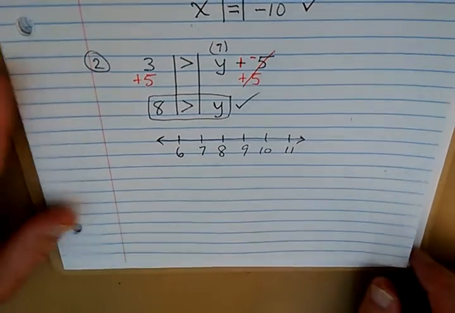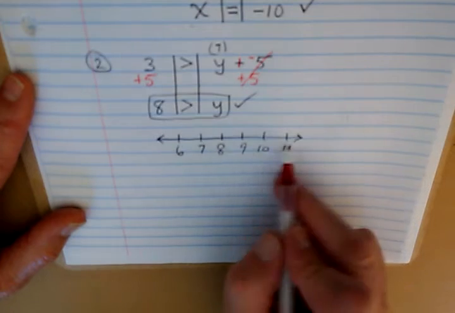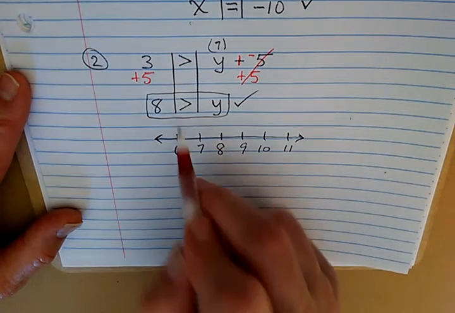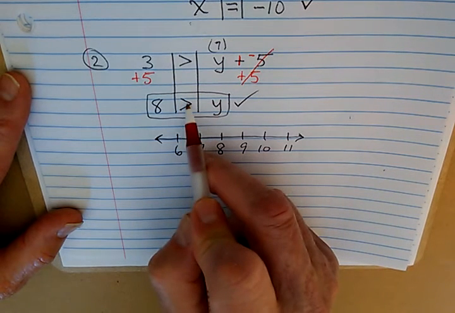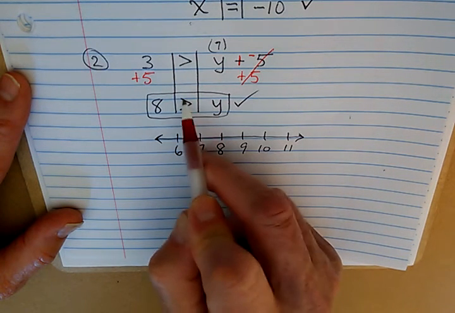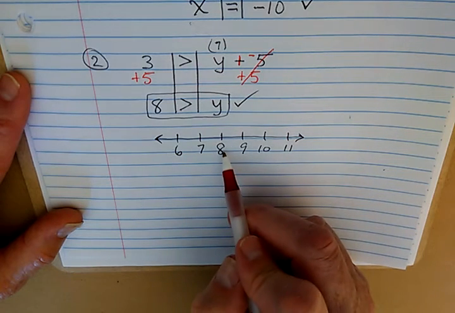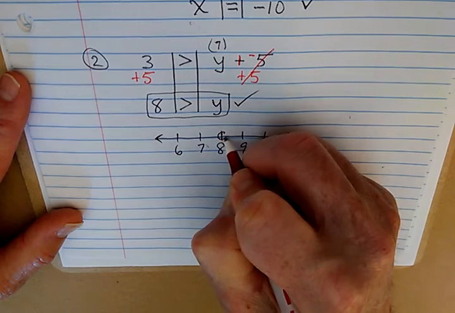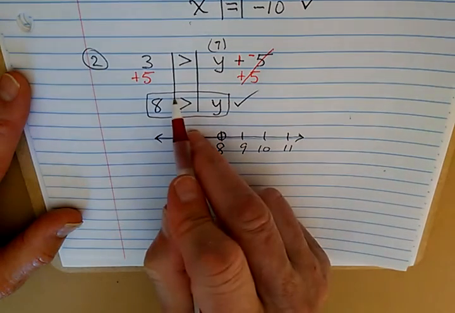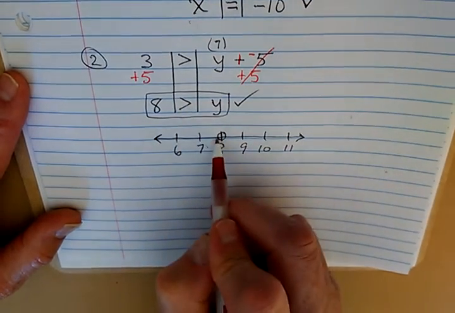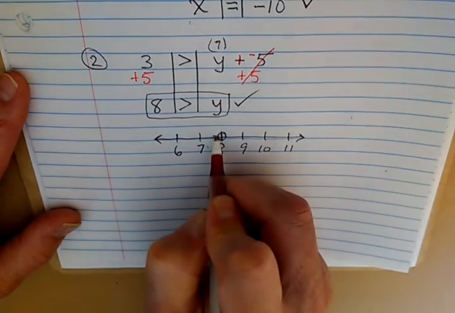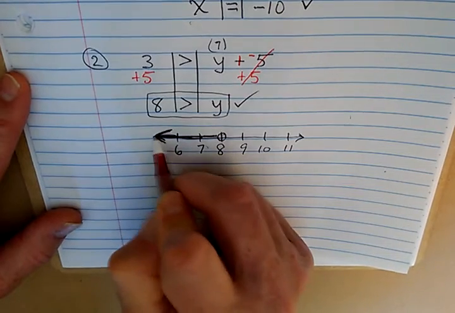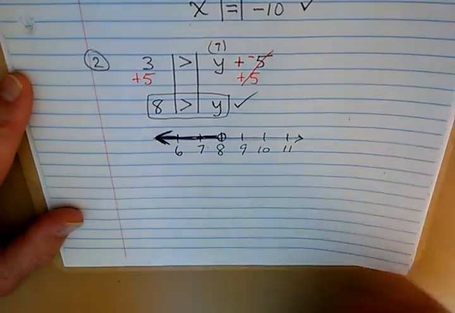And now we're going to graph it. We need to put a circle on 8, but do we need an open circle or a closed shaded circle? Let's see. Well, y is less than 8. Okay, so if y is less than, that means it can't be equal. So we're not going to shade the circle. Y can't be equal to 8. So we leave it open, but y can be less than 8, and all the less numbers are to the left. All those numbers lower than 8 are this way. So we shade it to the left to show that y can be any of these numbers that are lower than 8.